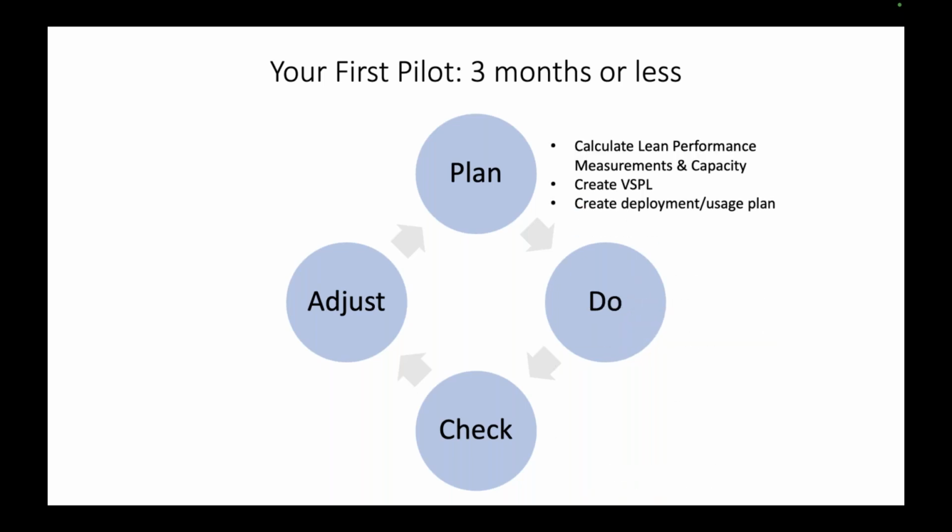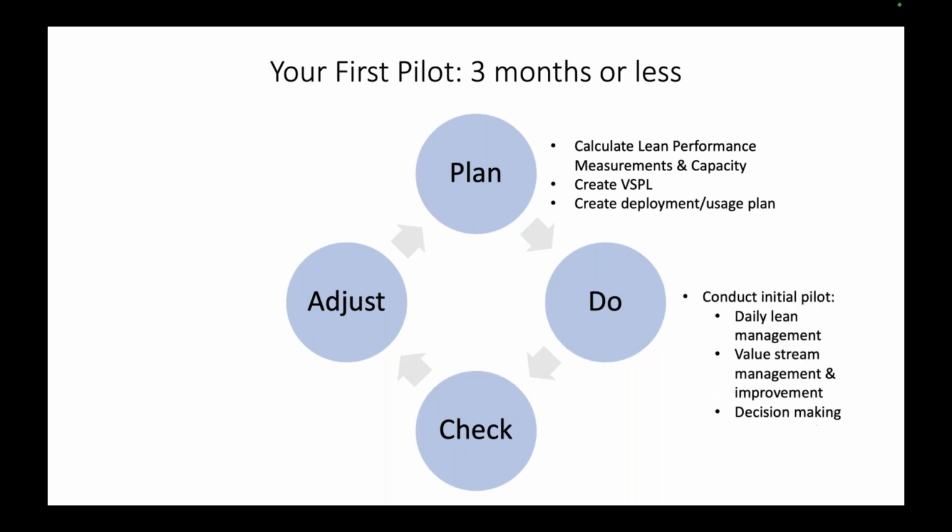So the plan step, which is always the most important in PDCA, is you want to calculate your lean performance measurements. You want to calculate capacity for the value stream. You want to create your first value stream P&L, and then create the deployment plan as to where it's going to be used. The typical deployment is in daily lean management practices, in value stream management, managing the value stream on an operational level, in continuous improvement activities, and also some basic business decisions.